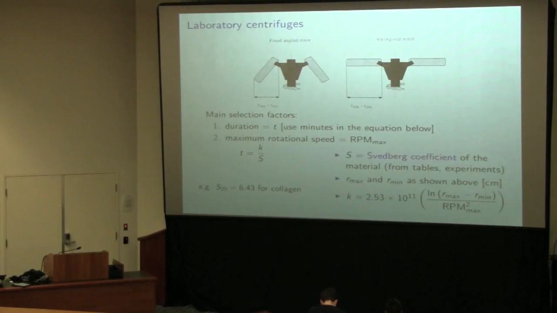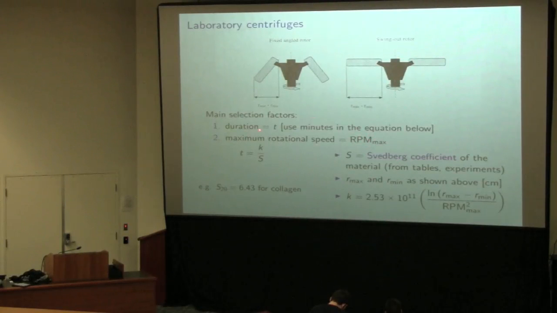The key selection criteria for laboratory type centrifuges are, firstly, the manufacturer will have better data than what's up here. So you will almost always use the manufacturer's manual to determine the time to centrifuge and the speed. The manufacturer will provide very good and comprehensive graphs and literature. But this is a rough rule of thumb that you can use to estimate the duration for a given speed. So you can pick your speed, RPM max. The max simply recognizes that there's a warm-up period until you reach your maximum speed, but once you reach that speed, assume that it remains at that for most of the centrifuge time.